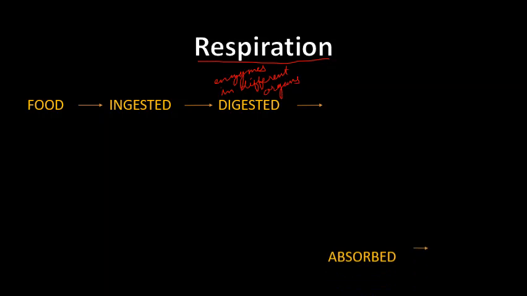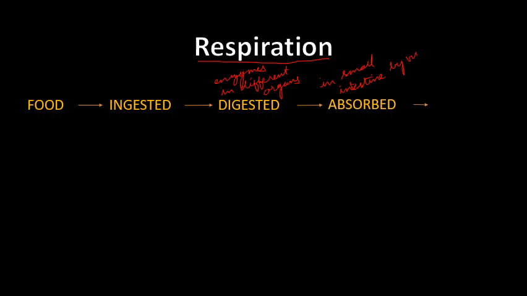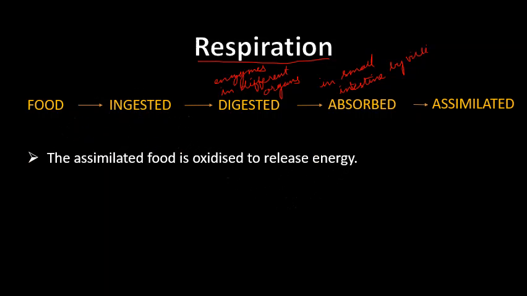And how the digested food is absorbed in the small intestine by villi. How the absorbed food is assimilated in the body cells. In this lesson, we are going to see how the assimilated food is oxidized to release energy.